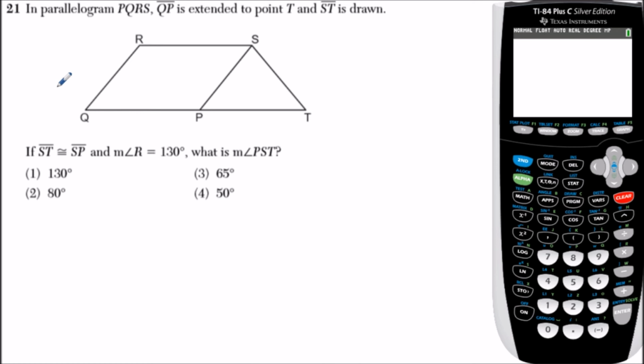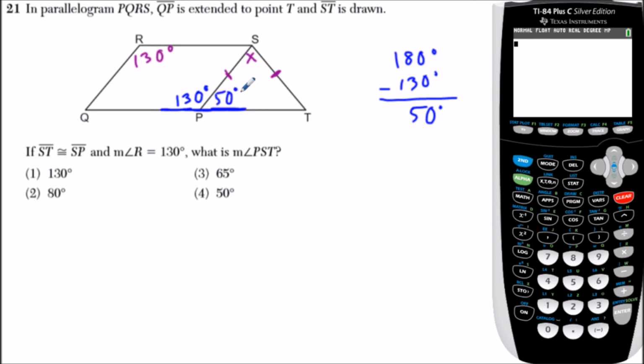Okay, for this question here, we have a parallelogram. One side is extended, and we're told for this question that segment ST is congruent to segment SP. Angle R measures 130 degrees, and the goal is to find the measure of angle PST up here. So for this question, you have to know properties of parallelograms, and one of the properties is that opposite angles are congruent. So that means I could label this angle down here 130 degrees. Another concept that we need is that along a straight line, we have 180 degrees of angle measure. So if we subtract, we have 180 minus 130. The missing angle on that line is 50 degrees.